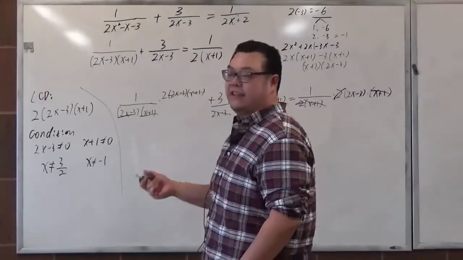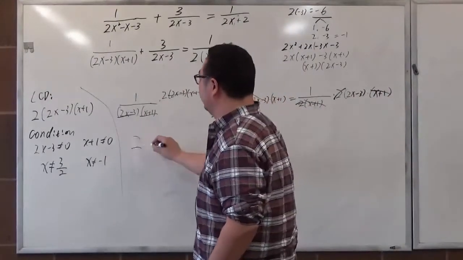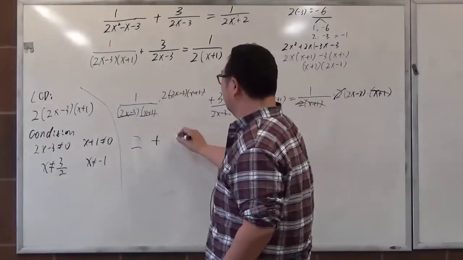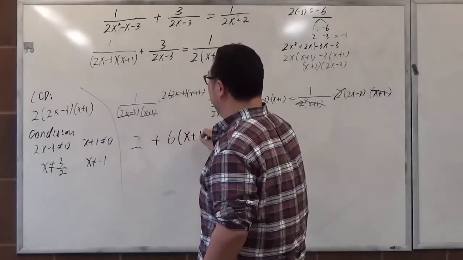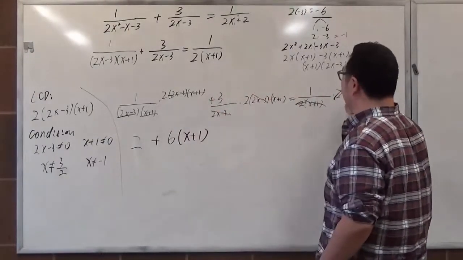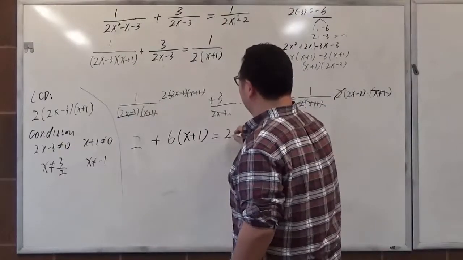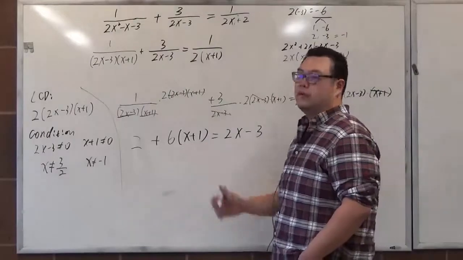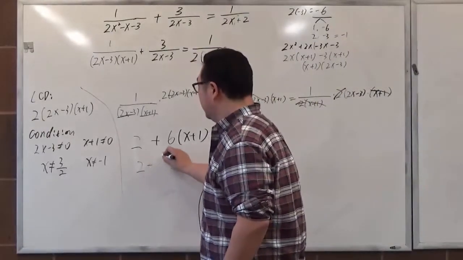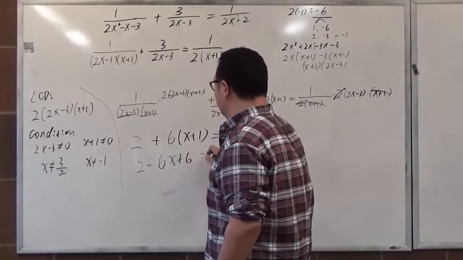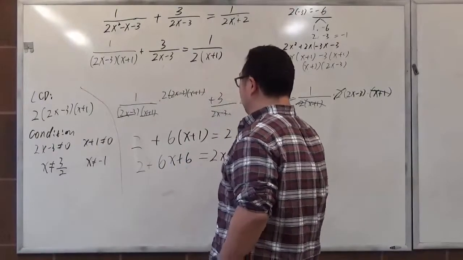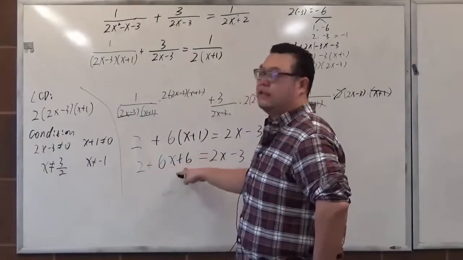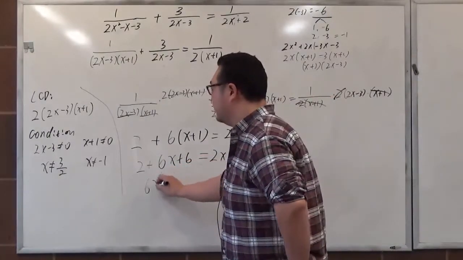The first term is 1 times 2, so we get 2 here. The second term is 3 times 2, which is 6, times x plus 1. And our third term just has 2x minus 3 left. Then we distribute the parentheses. We have 6x plus 6 equals 2x minus 3. Then we combine the like terms 2 and 6, and we get 6x plus 8.